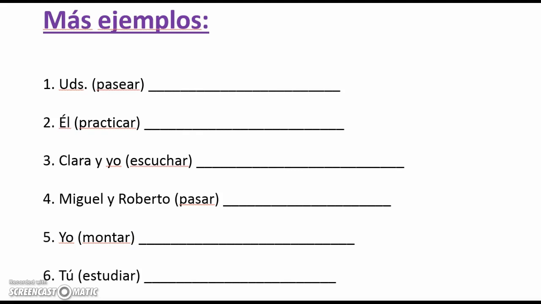Ahora vamos a practicar. Por favor, pausen el video. Take a moment and pause the video and see if you can figure out how to conjugate these new AR verbs that we're just now practicing.